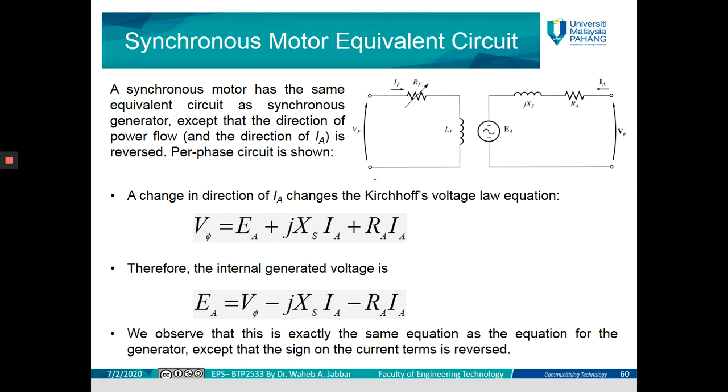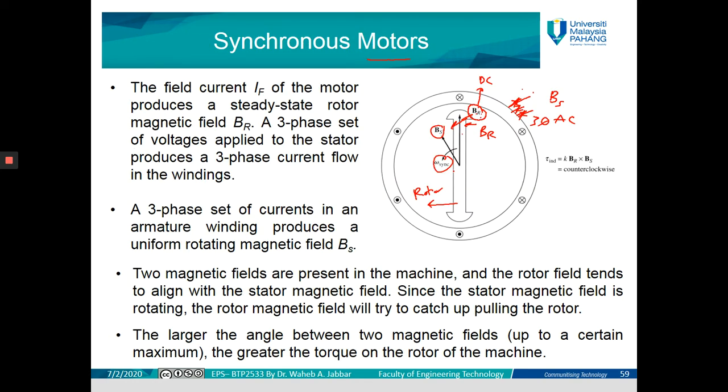Actually, as the magnetic flux difference between these two magnetic fluxes increases, it will produce more torque. So the larger the angle between the two magnetic fields, the greater the torque on the rotor of the machine. So as this angle between the stator magnetic flux and rotor magnetic flux is increased, the machine will generate more torque, or more output mechanical power.